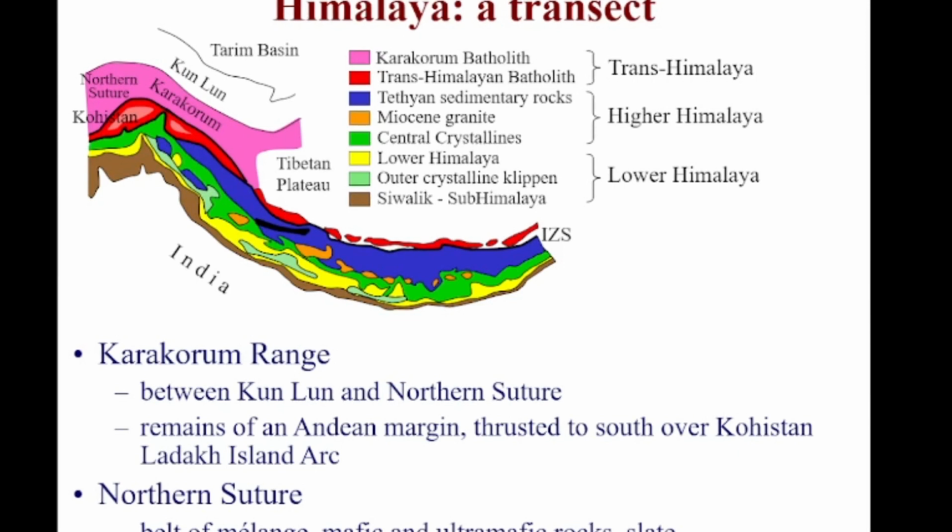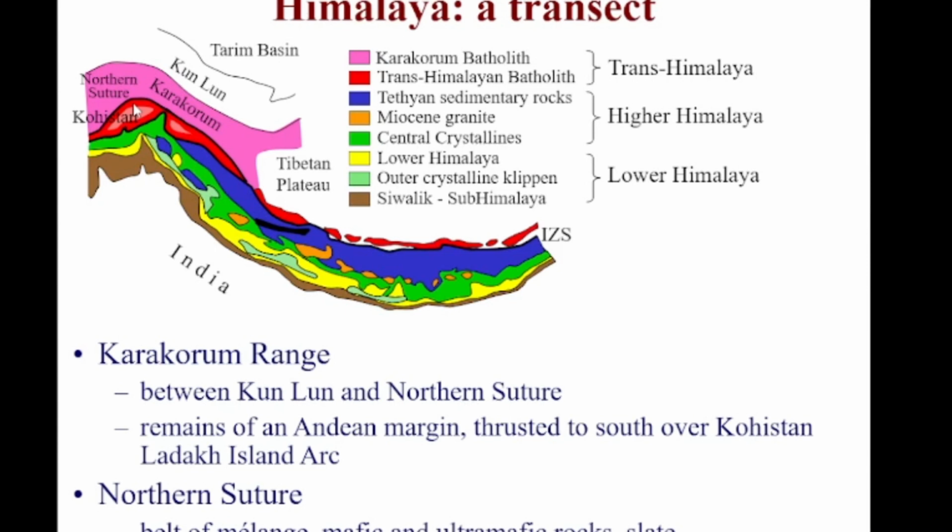Okay, the transect covered here is Trans Himalaya, Higher Himalaya, Lower Himalaya, and then what the components, what rocks were identified, published in many journals. Okay, Karakoram batholiths is very extreme. From Kunlun to the Kohistan Island Arc and the Suture zone, we have the Karakoram batholiths. Then we have the Trans Himalaya, the reddish color you can see here. This is the Trans Himalayan batholiths.